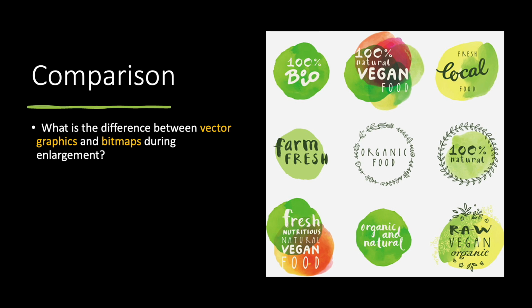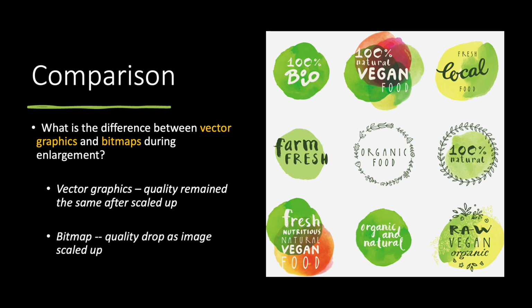As we can see clearly, the vector graphics quality remained the same after being scaled up. However, on the other hand, with bitmap, the quality dropped significantly as the image scaled up. But why is this? It is because fundamentally, they store data in different formats.